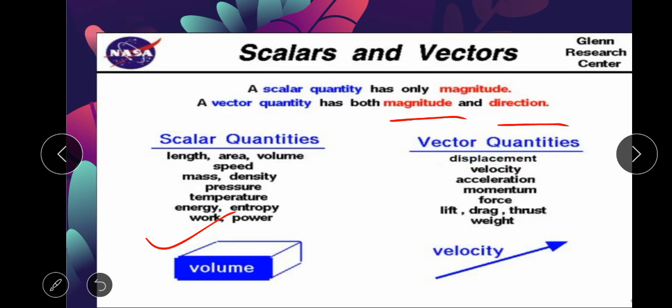Scalars and vectors. Scalar quantities have only magnitude, while vector quantities have both magnitude and direction. To show vector quantities, we use an arrow. Displacement, velocity, acceleration, momentum and force are vector quantities, but length, speed, mass, pressure, temperature, energy and work are scalar quantities.